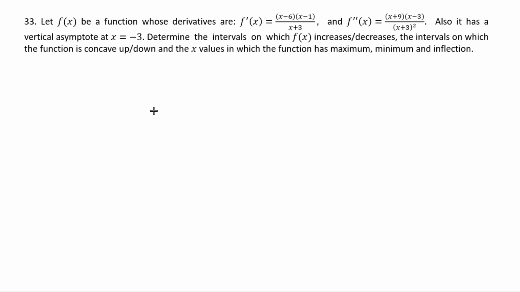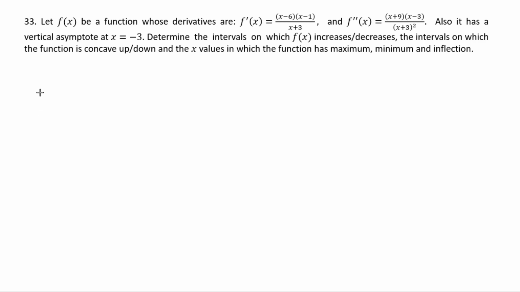Let's say there's a function whose derivative is this and double derivative is this. Also, it has a vertical asymptote at x equals negative 3. Determine the intervals on which f of x increases, decreases, the intervals on which the function is concave up and down, and x values at which the function has maximum, minimum, and inflection. Okay.